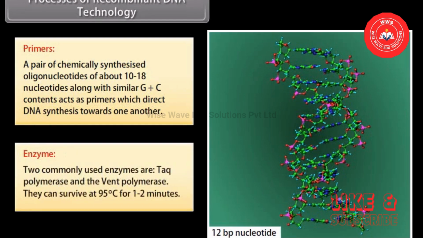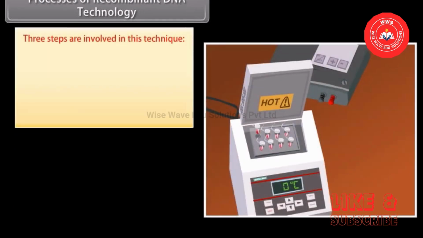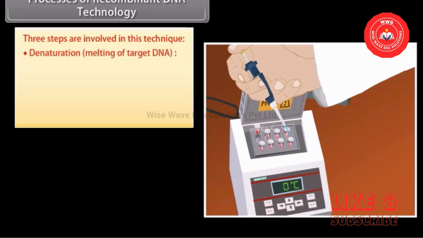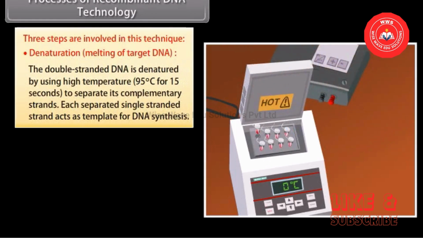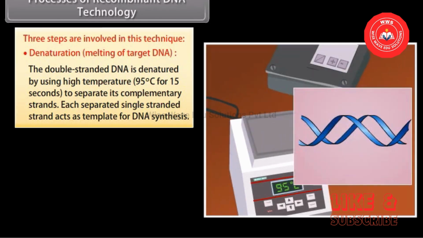Enzyme. Two commonly used enzymes are Taq polymerase and Vent polymerase. They can survive at 95 degrees Celsius for 1 to 2 minutes. Three steps are involved in this technique. Denaturation, melting of target DNA. The double-stranded DNA is denatured by using high temperature, 95 degrees Celsius for 15 seconds, to separate its complementary strands. Each separated single strand acts as a template for DNA synthesis.